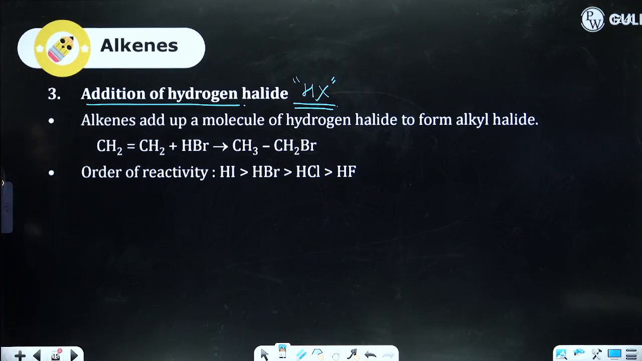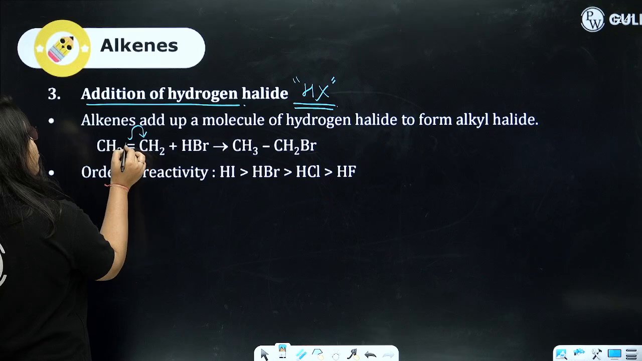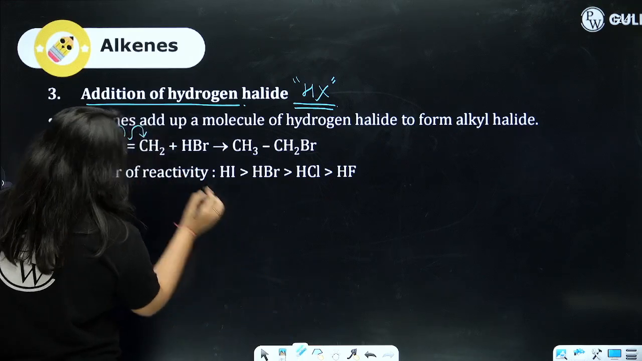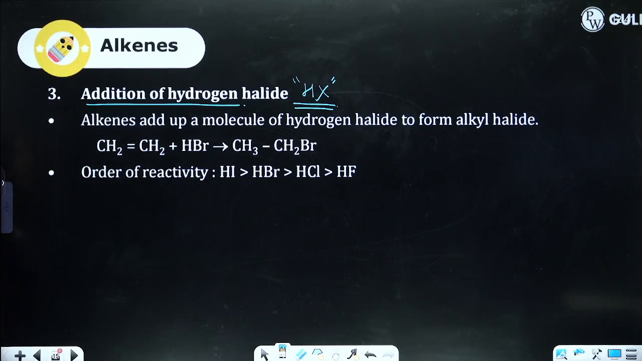Now, for symmetrical alkenes, the delocalization of this pi bond can move like this or it can move like this. Both are possible, either this way or that way. Why? It is symmetrical. Does not make a difference. You will end up getting alkyl halide.